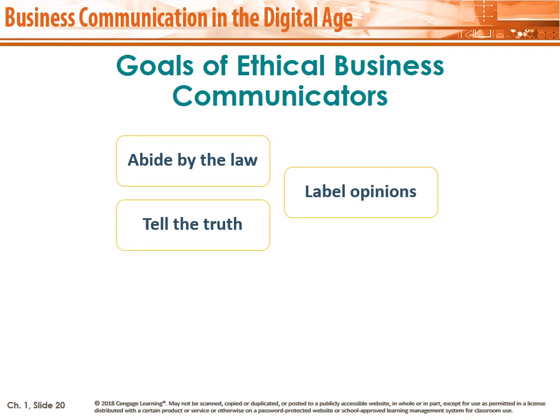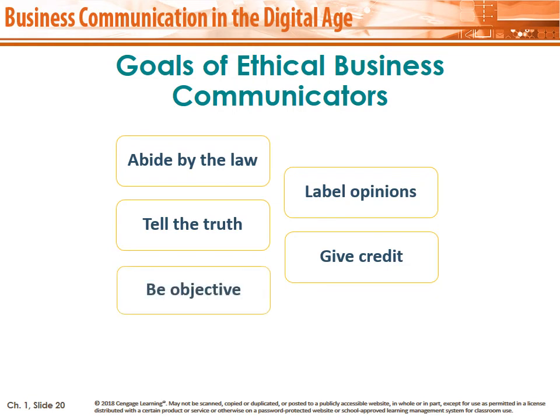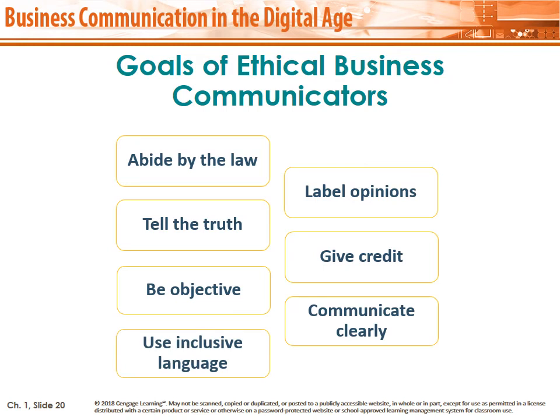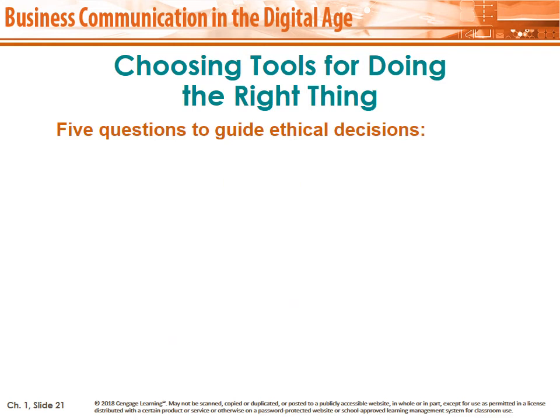Goals of an ethical business communicator. In order for my business or my actions to be ethical, they need to abide by the law, tell the truth, be objective, and label opinion. You have to differentiate between what is opinion and what is fact. You give credit to the person who is doing something right and communicate clearly. Use inclusive language, and this is very important. We need to use language that includes, not excludes, any person or any background or any idea.